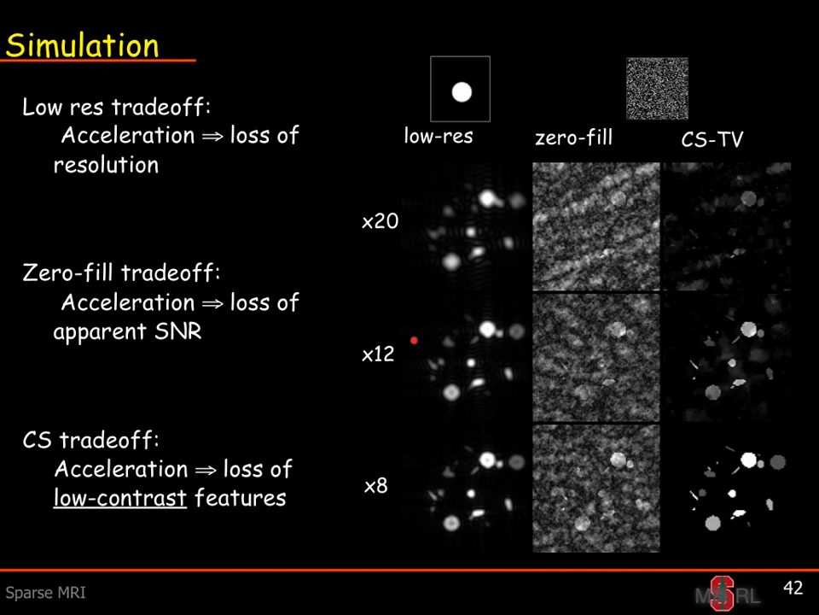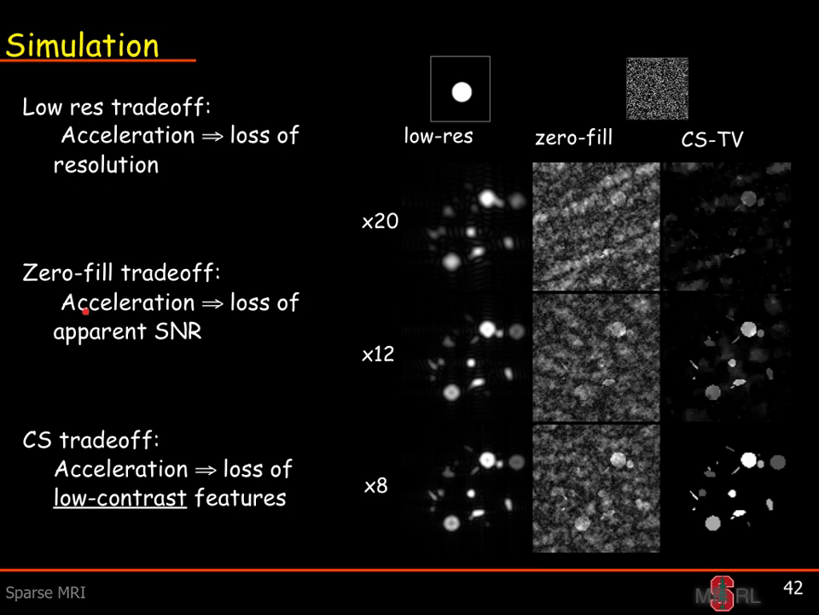If we do a factor of 12, then we can start to recover some of the features, and this compressed sensing starts to give a more reasonable image. Zero fill is still completely useless. And if we go down to 8x, then we can get a perfect reconstruction, whereas the other two still are not really acceptable. The trade-off, of course, with low resolution, again, is that you get a loss of resolution.